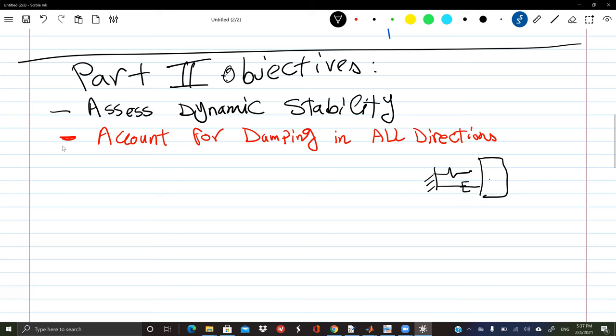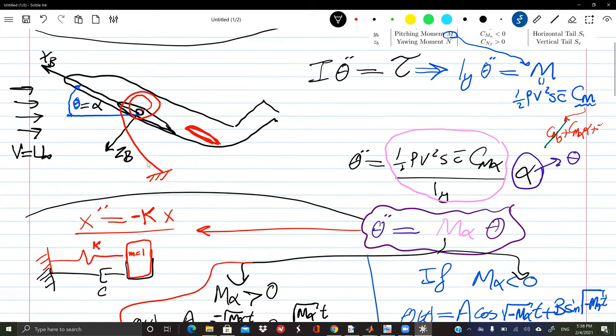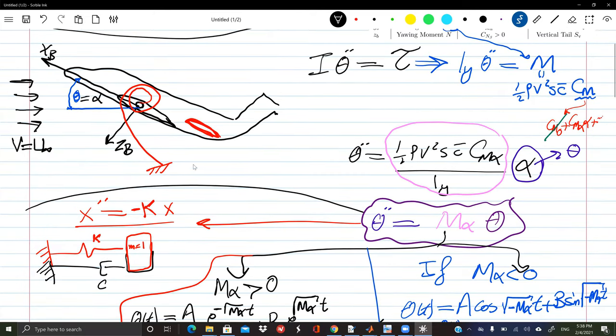This is mass 1, K1, C1. A necessary and sufficient condition, mathematically, for the dynamic stability of this mass is to have positive K and C. So just give me a strong enough spring and strong enough damper, and I guarantee stability for this single degree of freedom system. So for this thing in the wind tunnel, give me a spring and damper, I'm done. I'm sure that it's stable and I'm happy.